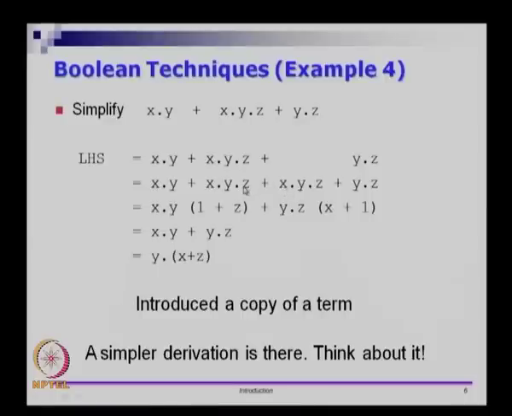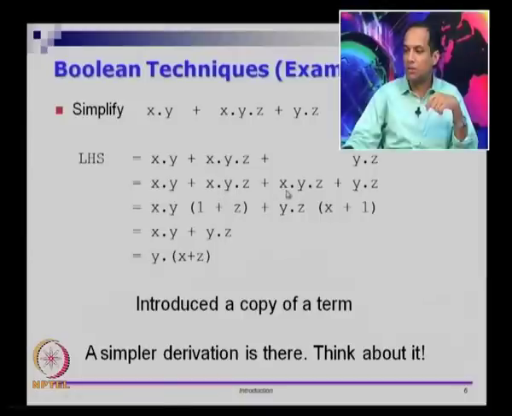I can do that because I know from the single variable theorems that x plus x is x, which means even if I have n copies of x, all ORed together is the same as the term x itself. So if you take the term x and y and z, even if I make multiple copies of it, it is the same as one term itself. In this case we are doing the other way around, we take one term and make multiple copies of that, in this case 2 copies of it.